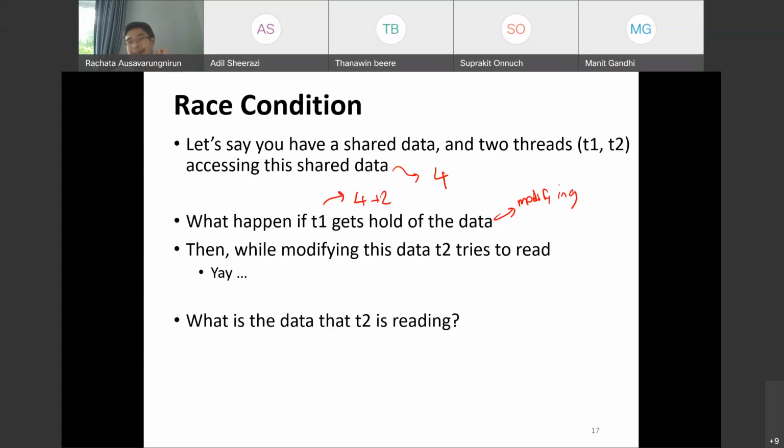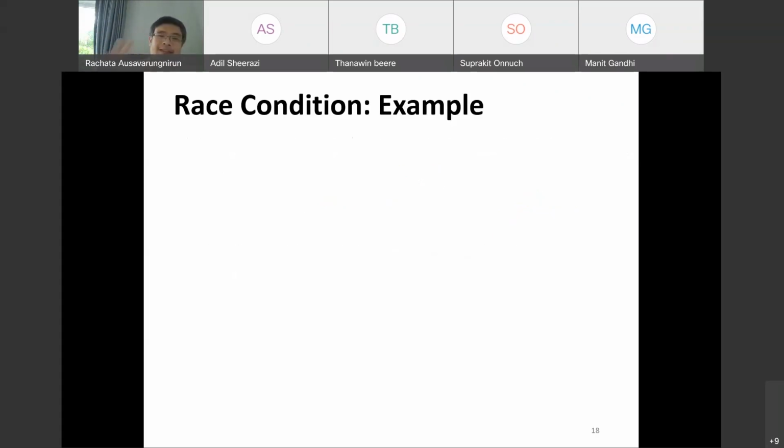And that's the problem. That's the race condition. Basically, that's why we name it race condition. Both threads race to the shared data, and one of them miscalculates. And here's another example, right? I think I used this example before, so I'm going to go really quickly.